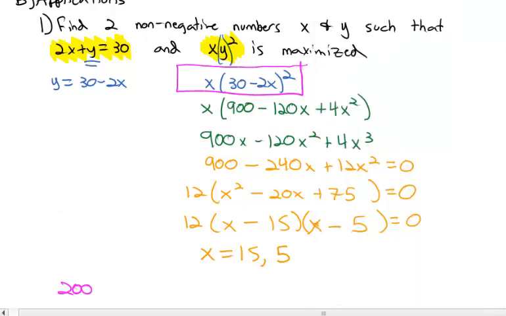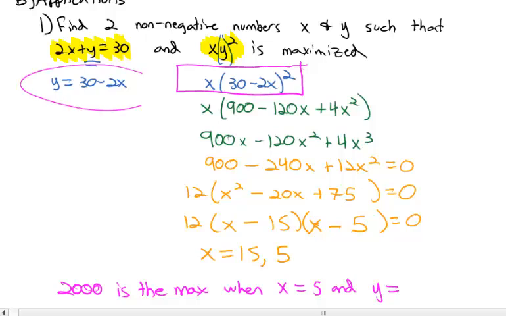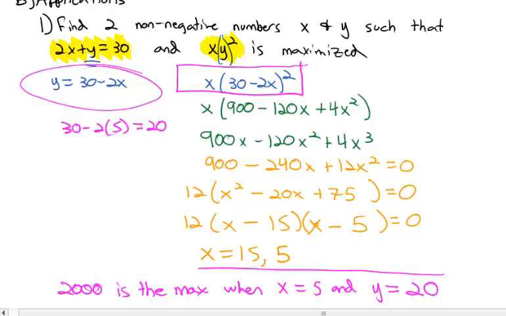So 2,000 is the maximum when x equals 5 and y equals, well, remember y was 30 minus 2x. 30 minus 2 times 5 is 20. So when x is equal to 5 and y is equal to 20, we have a maximum of 2,000.